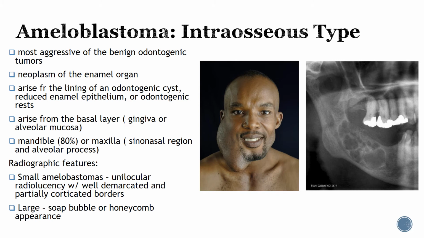In the maxilla, ameloblastoma may involve the maxillary sinonasal region as well as the alveolar process. The location of the tumor is a very important factor in long-term prognosis. Radiologically, small ameloblastomas appear as a unilocular radiolucency with well-demarcated and usually at least partially corticated borders. These radiolucent lesions are indistinguishable from other cysts or benign tumors of the jaws. Larger lesions may become easier to recognize radiographically. The classic description of larger lesions is a soap bubble or honeycomb appearance.